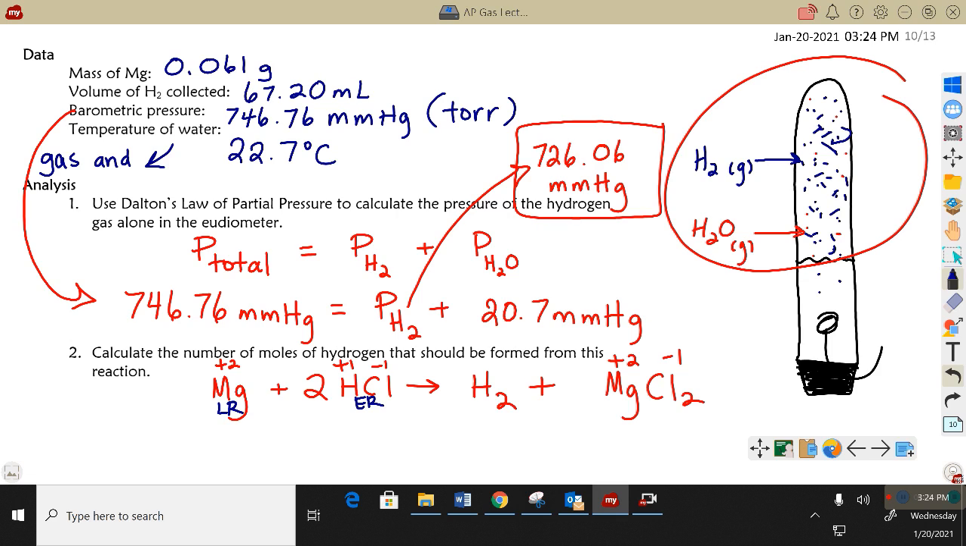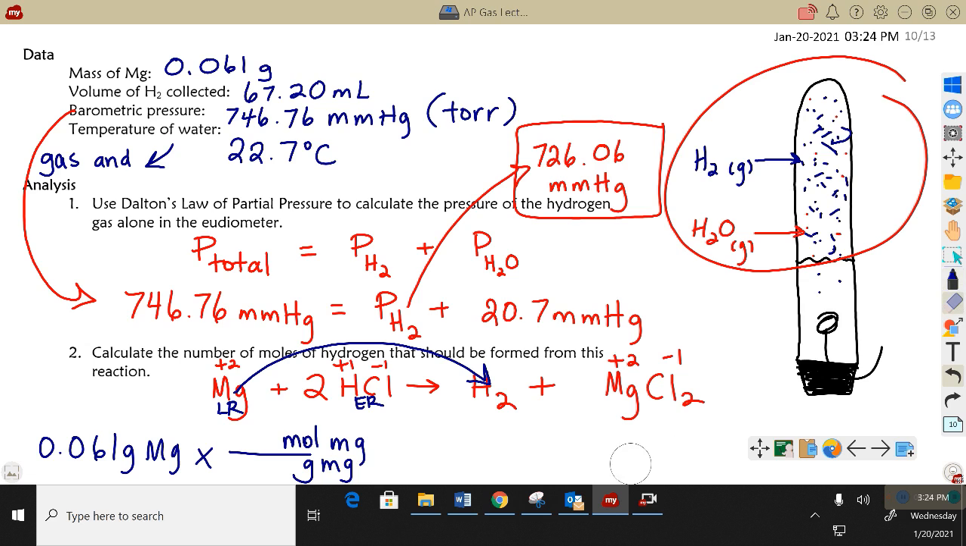Okay, so then I'm going to go from my magnesium, and I'm looking for moles of hydrogen. I'm going to compare moles of magnesium to moles of hydrogen. It's a 1-to-1 ratio in my balanced equation, but it does mean that I need to figure out how many moles of magnesium I would have had. And so that's where we'll start with the 0.061 grams of magnesium. We've got to turn that into moles. So we'll cancel grams of magnesium, turn it into moles of magnesium. I should make those uppercase. That'll just look a little nicer, right? Magnesium.